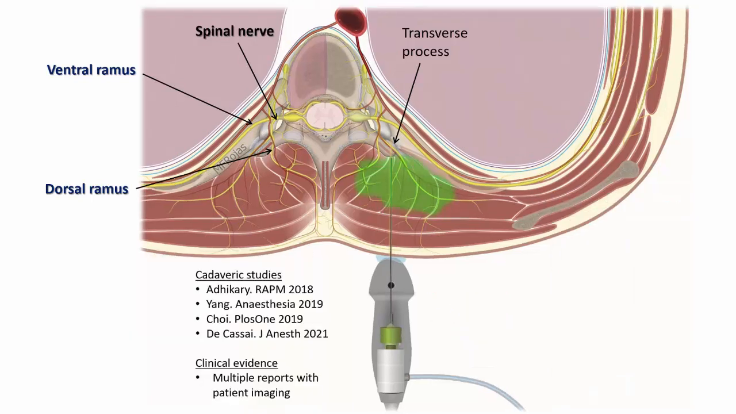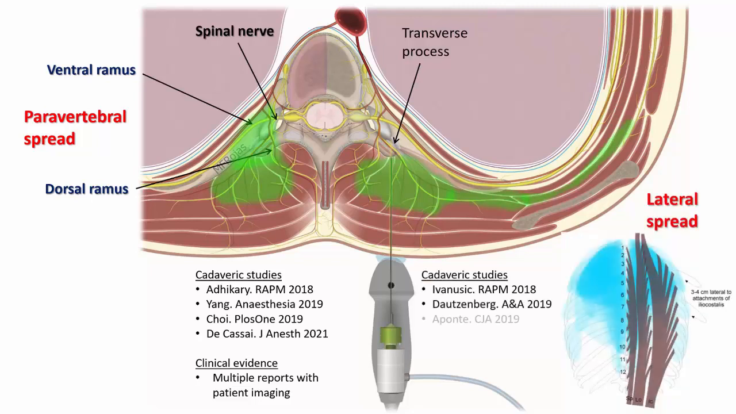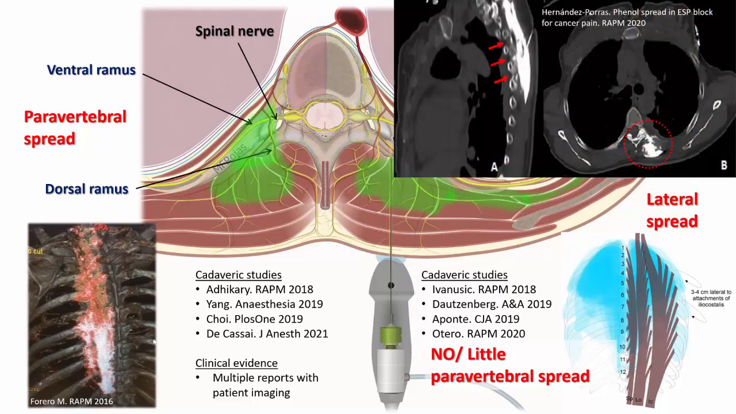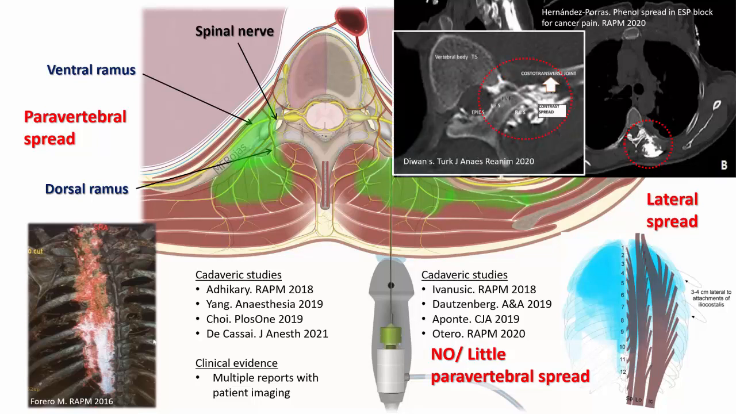What is the subject of debate is whether the injectate spreads anteriorly into the paravertebral space as we initially claimed, or whether it only spreads in the superficial tissues, perhaps involving lateral cutaneous nerve branches, as was shown by Ivanusik and colleagues in several other cadaveric studies. However, this doesn't really match with what we see in live patients. So this CT scan from our initial report on ESP block shows that lateral spread of the injectate is limited, and subsequent imaging studies in live patients consistently demonstrate that anterior spread into the intervertebral foramina and paravertebral space can and does occur.